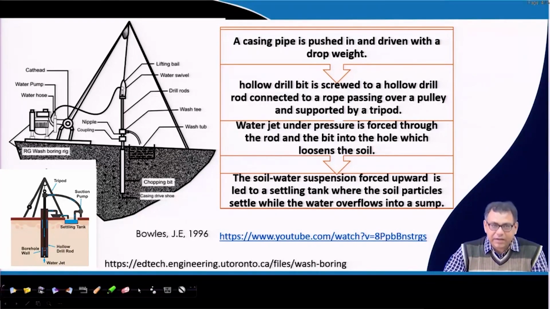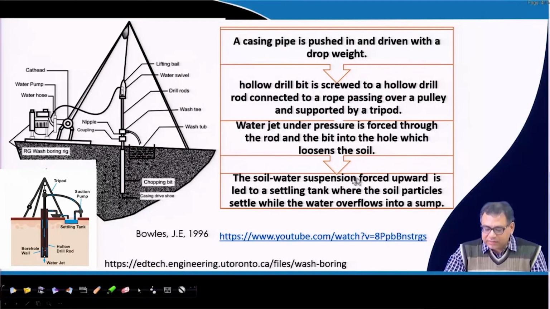First the casing is inserted into the soil, then this bit is screwed to this rod, and the height of this rod can be increased by attaching another rod or a number of rods. Then this rod is connected to a rope passing over a pulley and supported by a tripod. This is the tripod, and then a water jet is applied through the rod and the bit into the hole to loosen the soil.